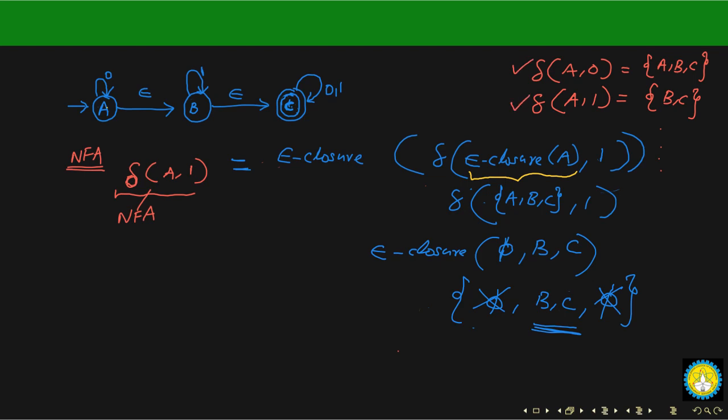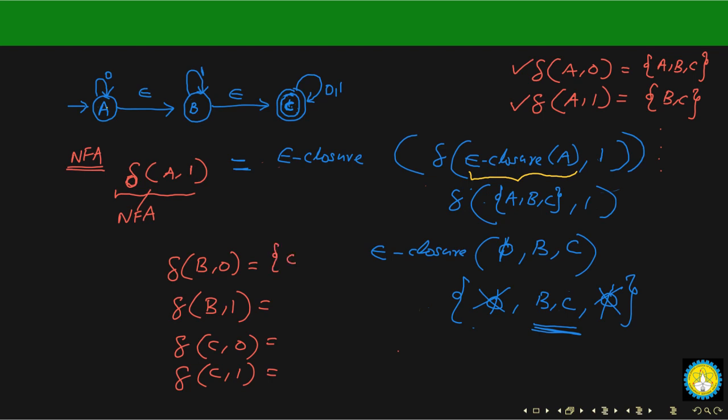So you can also check for delta of B comma 0 and delta of B comma 1. Similarly, delta of C comma 0 and delta of C comma 1. You can work this out and cross check the results. Delta of B comma 0, we got it as C. Delta of B comma 1, we got it as BC. Delta of C comma 0 was C. Similarly, delta of C comma 1 was also C. These are the results that we got. So you can apply the mathematical, formula based approach and verify that you're getting all these results.